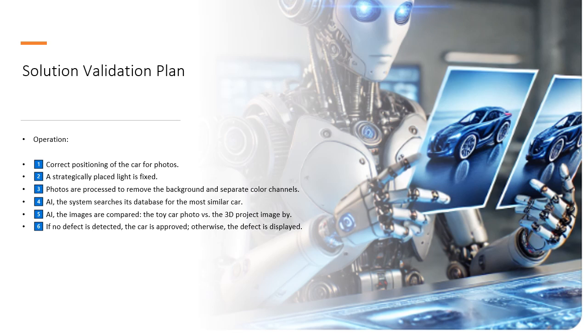Real-time evaluation. The system searches its database for the most similar car model from ongoing production projects and compares the captured image with the reference image. If no defects are detected, the system approves the toy car. Otherwise, an alarm is triggered, and the detected defect is displayed on screen for the human operator.